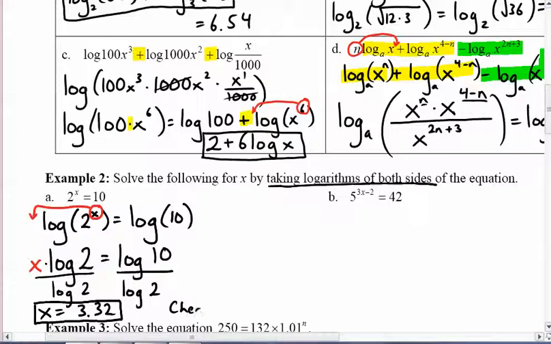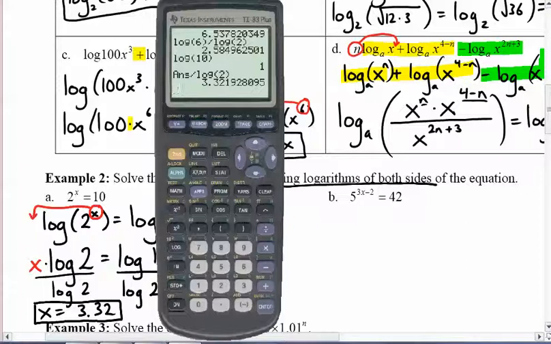Let's check that answer. Is 2 to the power of 3.32 equal to 10? 2 to the power of 3.321928 is pretty close to 10.